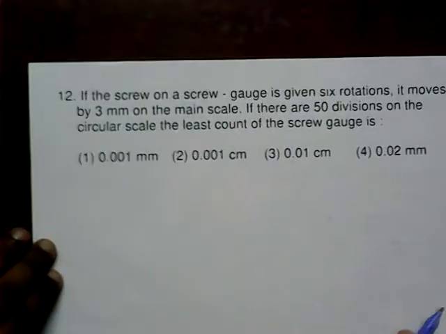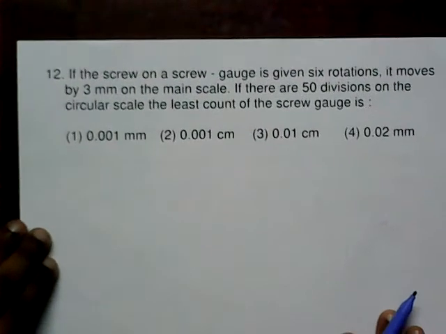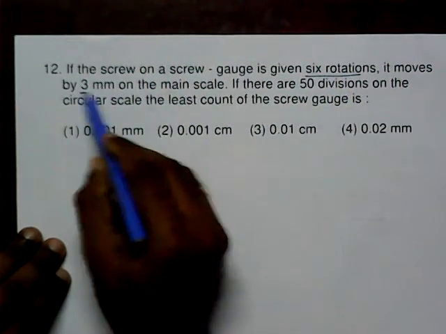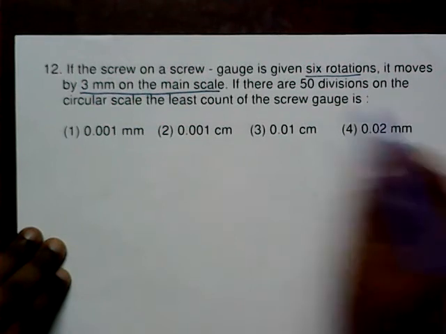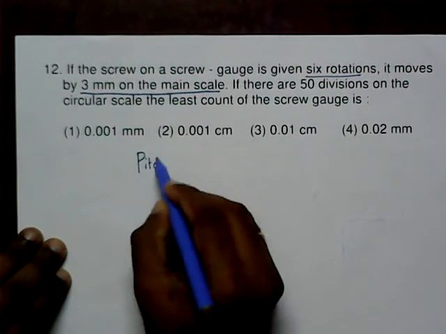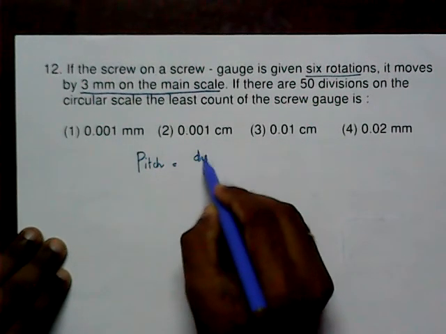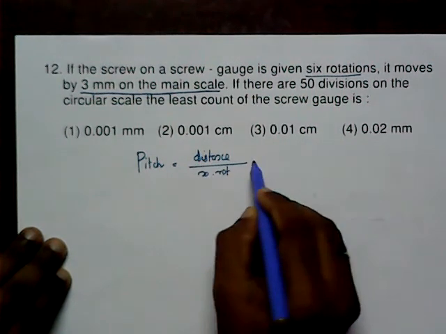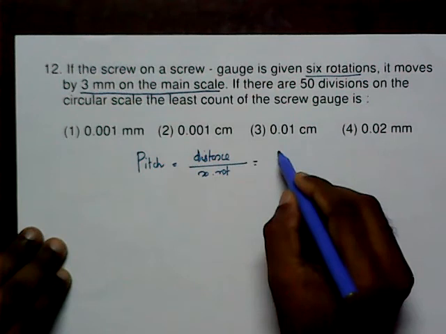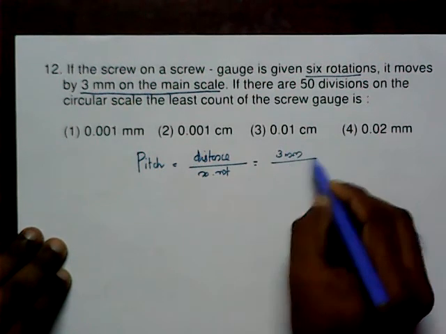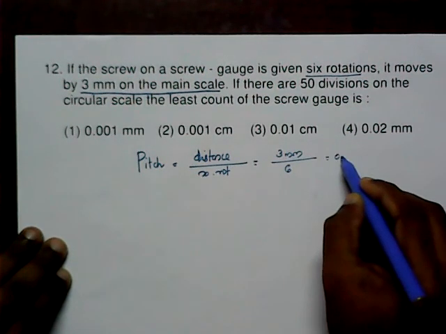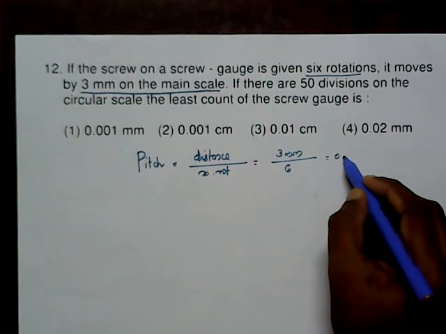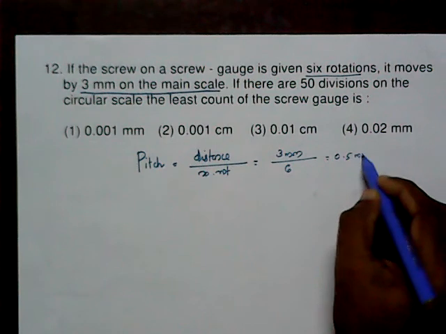Number 12. If the screw gauge is given 6 rotations, it moves by 3 millimeter on the main scale. That means we can easily find the pitch. The pitch is equal to the distance moved by that number of rotations. So the distance moved is 3 millimeter divided by 6 rotations. So you get the value simply as 0.5 mm.